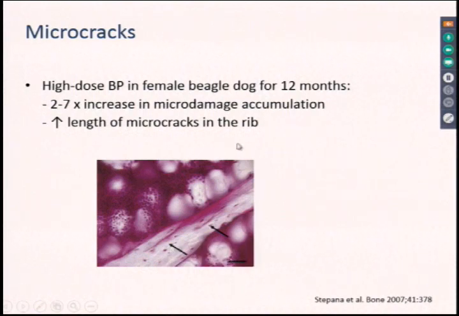And they were able to demonstrate in this experiment that there was an increase in the microdamage accumulation and an increase in the length of the microcracks. This is a rib bone in the ribs of the dogs. So it is believed, a similar experiment has not been done in humans, but it is believed that the wear and tear that we normally accrue to our skeleton, when you are on prolonged treatment with bisphosphonates, we probably are developing microcracks in our bone as well that go unrepaired.